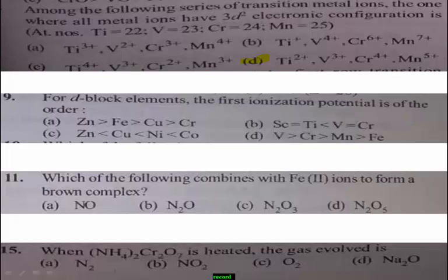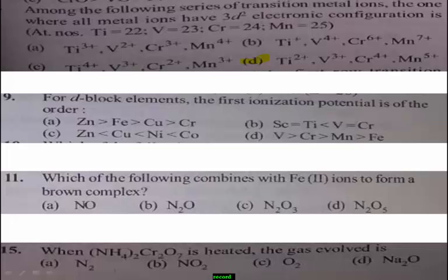On the basis of electronic configuration, like zinc, I think you also know how to write the electronic configuration of zinc. It is 1s2, 2s2, 2p6, 3s2, 3p6, 3d10, 4s2. And iron 1s2, 2s2, 2p6, 3s2, 3p6, 3d6, 4s2. And copper 1s2, 2s2, 2p6, 3d10, 4s1. And chromium 1s2, 2s2, 2p6, 3s2, 3p6, 3d5, 4s1.